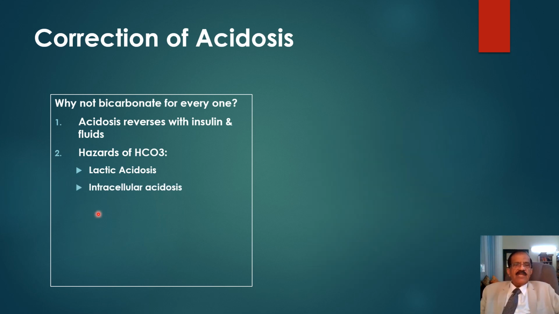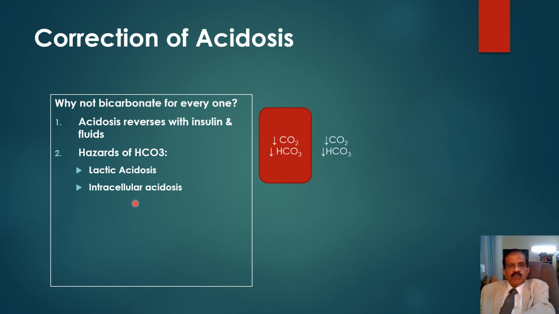The second is there is possibility of intracellular accumulation of acids. I'm not sure if I've used the right word. Acidosis actually means presence of acid in the blood or tissues, but I am actually referring to the accumulation of acid in the cells. How does that happen?